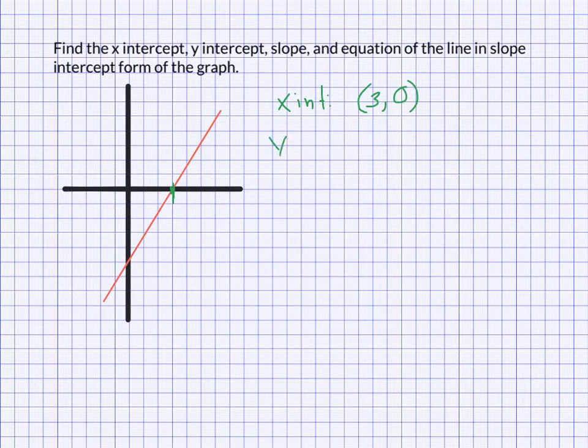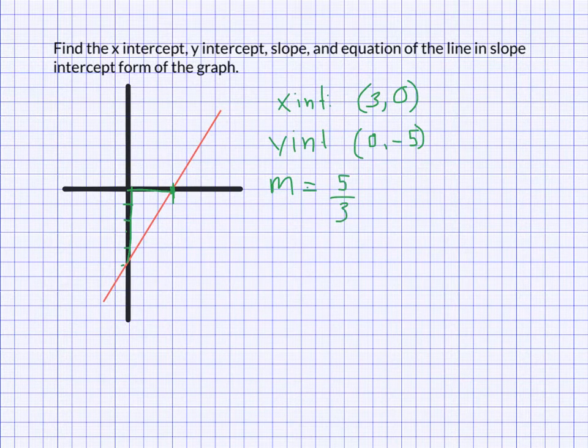Our y-intercept, where we're crossing the y-axis, is at 1, 2, 3, 4, -5. So our y-intercept is at (0, -5). Then we need to find the slope. Our slope is our rise over our run, so we're going to rise 5 and run 3.